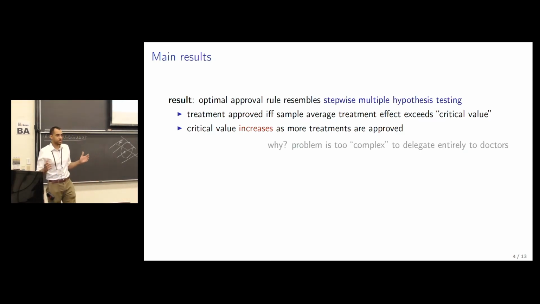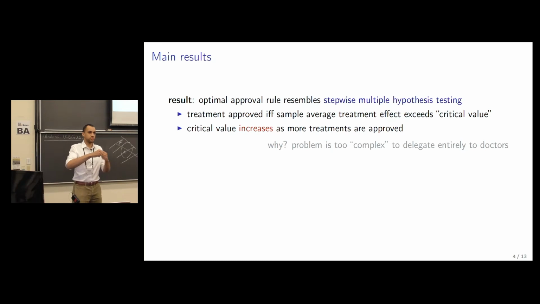Why, at a high level, and we'll see this a little bit more later: approving too many treatments is going to make the learning problem of the doctor more complex, right? Essentially, if you approve 100 drugs, then you need to evaluate 100 different hypotheses. And this kind of complexity is going to lead to worse guarantees for the policy.